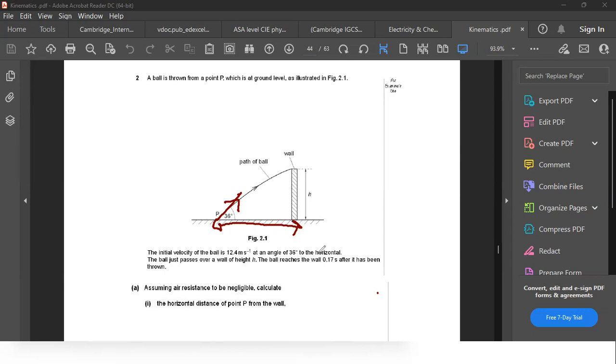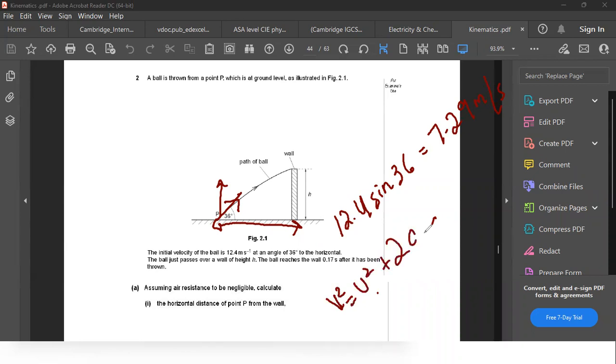Okay, hold on. So what you're going to do is 12.4 times sine 36, to find the vertical. You need to get the vertical component. So the vertical component I'm getting is 7.29. Yeah. After that, you can go ahead and use v squared equals u squared plus 2as.